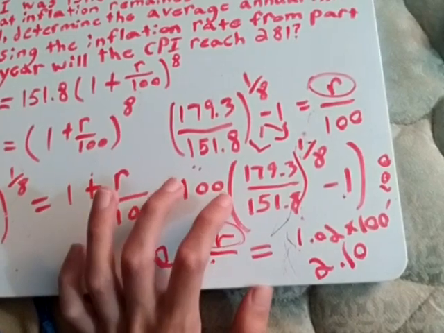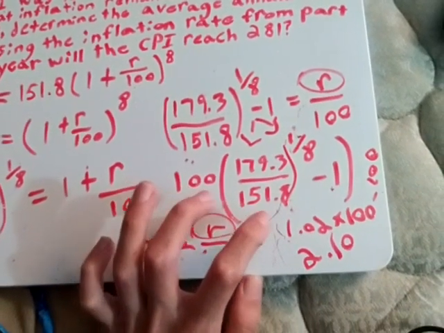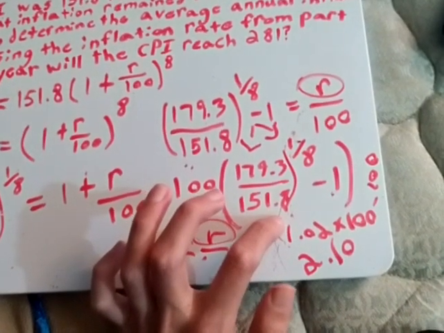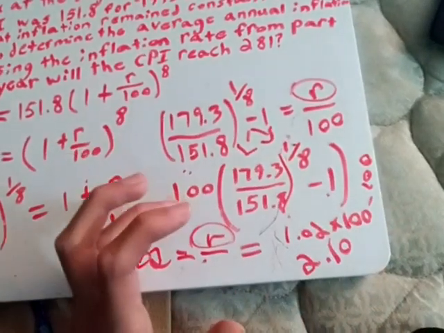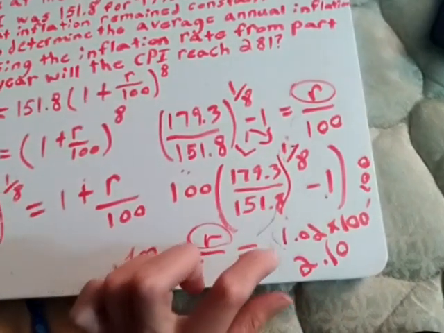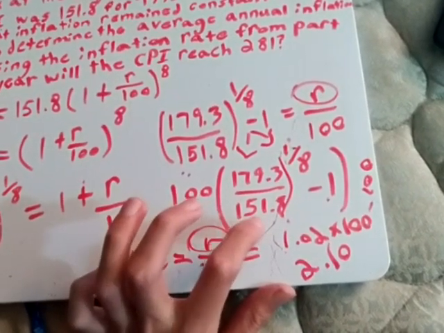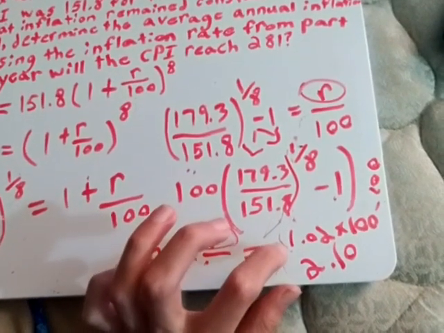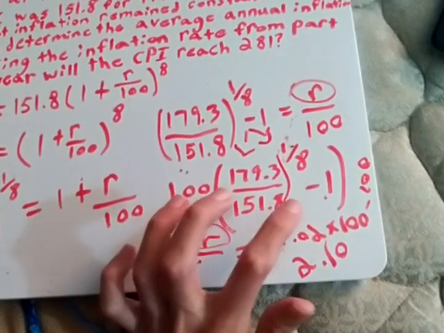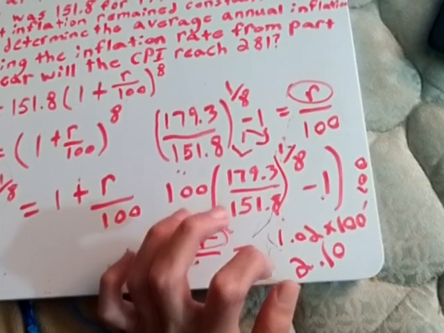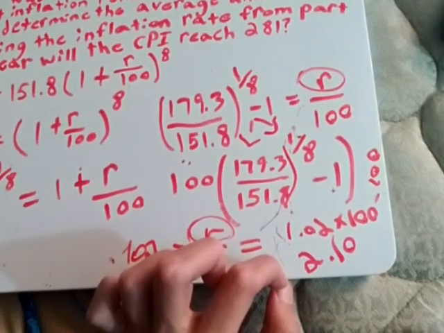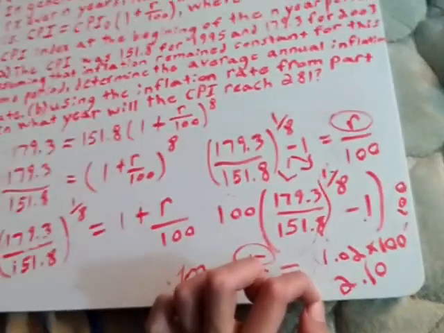So I put that into the calculator. I put 179.3 divided by 151.8 raised to the 1/8 power, multiply that times 100, and then subtract 100, because I'm distributing. When I put in 179.3 divided by 151.8 to the 1/8 power, I got 1.02. I multiplied that by 100, which gave me 102, and then I subtracted 100, and that gave me 2.10. So it gave me 2.10% for the average annual inflation rate, which is what I was trying to solve.